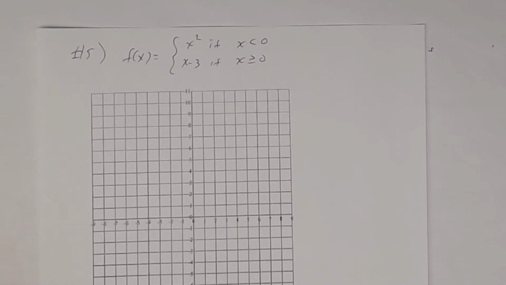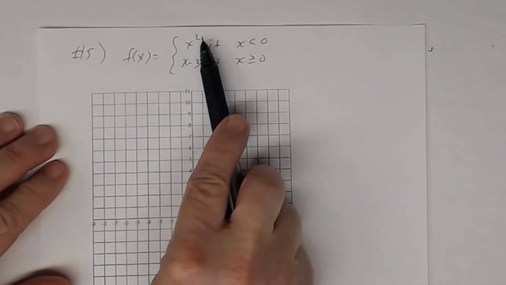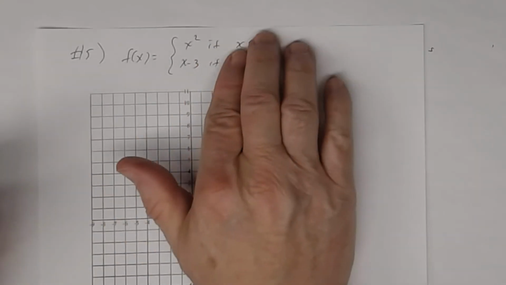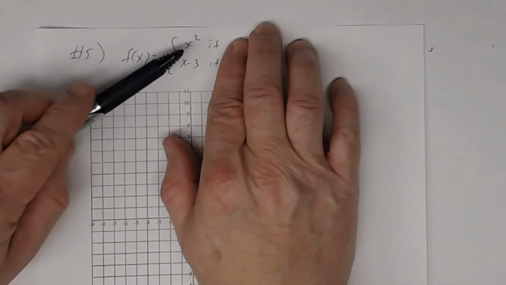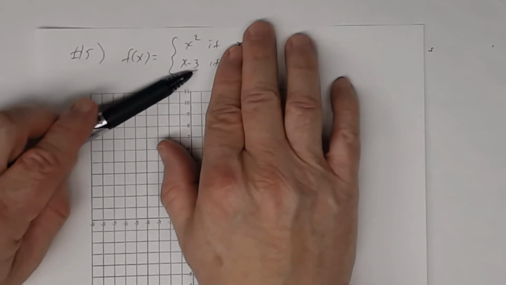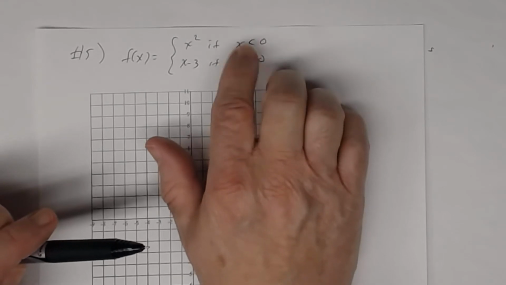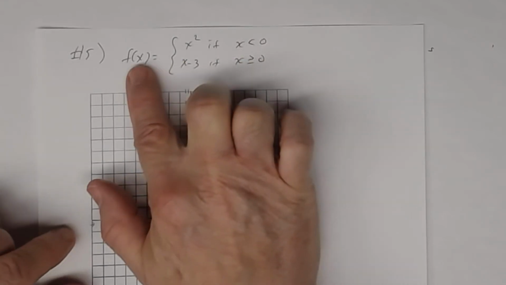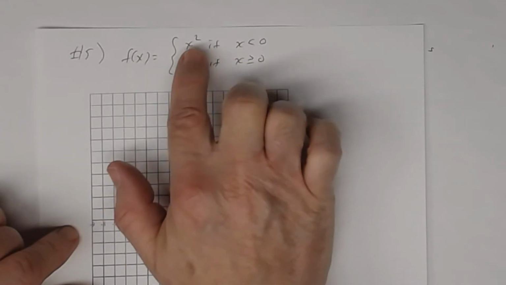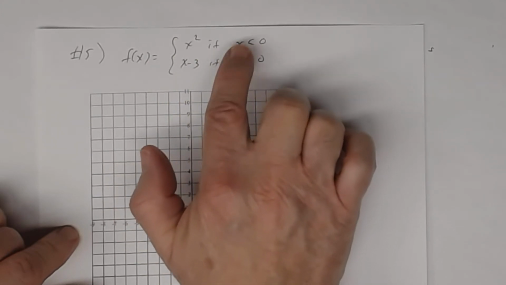All right, so this function has 2 pieces. I see that x squared again, so remember, if there was no restriction to my domain, if the domain was all real numbers, then this would be a parabola. Same thing here. If the domain was all real numbers, this would be a line. But I'm restricting my domain here. All right, so this function is defined in 2 pieces, this part and this part, based on the domain.